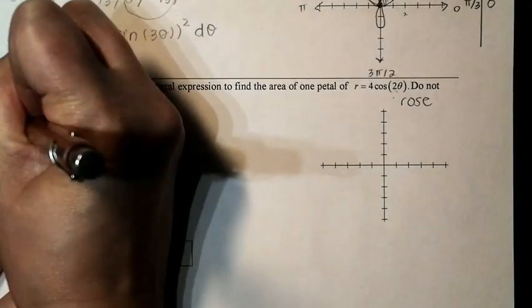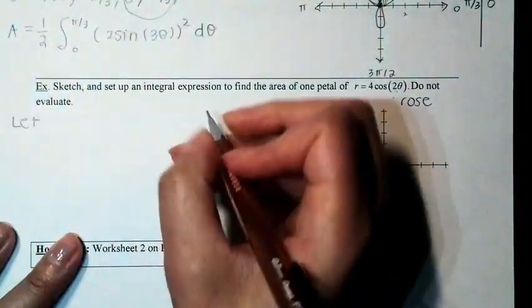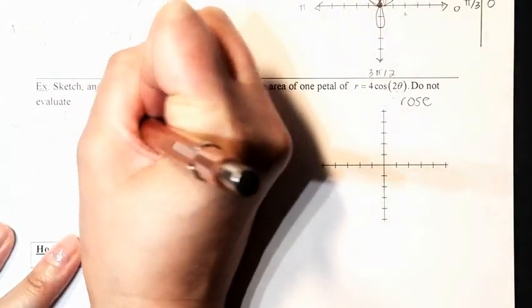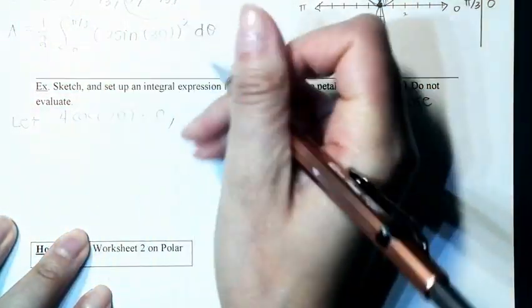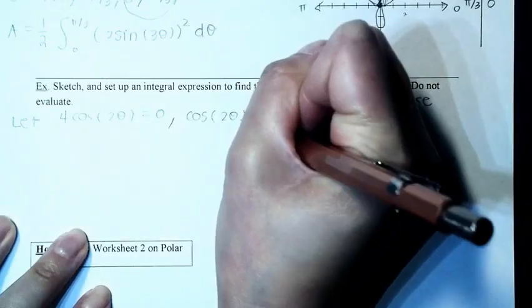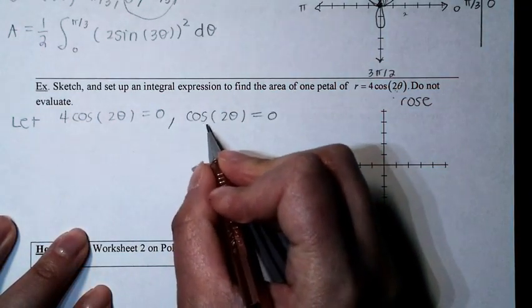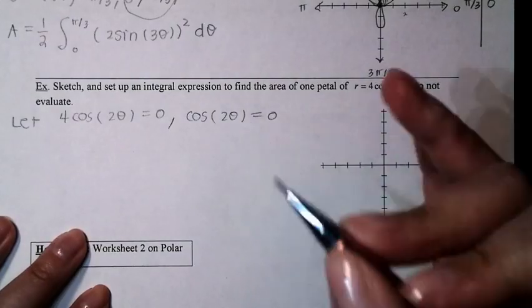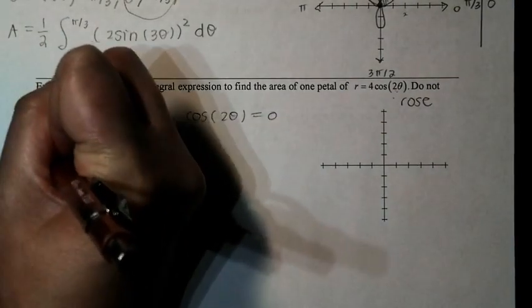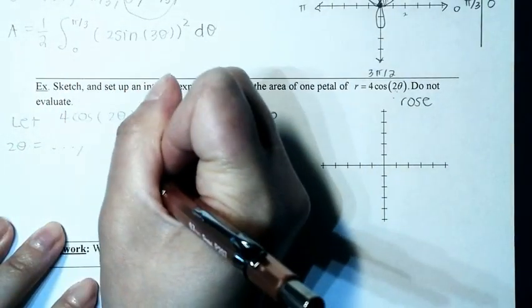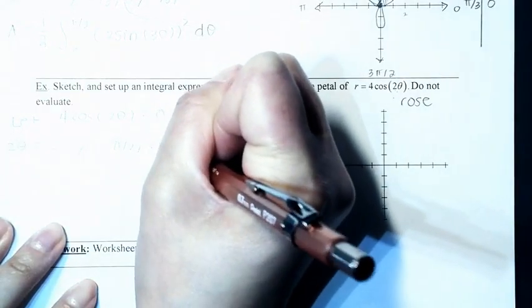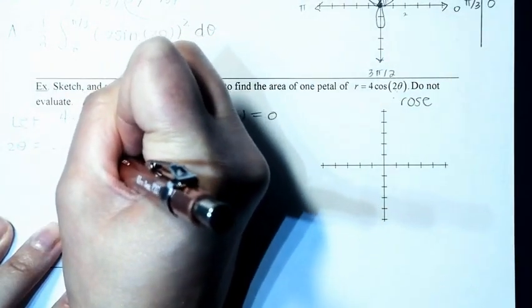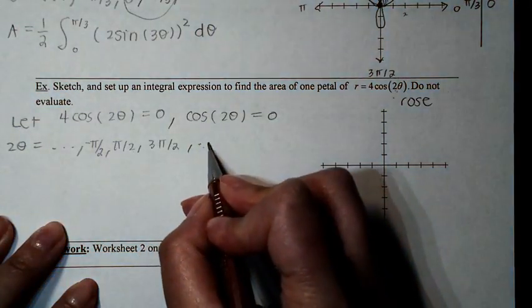After thinking about that, you are going to let 4 cosine of 2 theta be equal to 0 to find the limits of integration. So you pass the 4 dividing, so you have cosine of 2 theta is equal to 0. After that, ask yourself when cosine is equal to 0. Let's think about the unit circle. That happens at several points, but mainly it's going to happen at pi over 2 and 3 pi over 2. After that, you have a lot of repeats. So for example, you have negative pi over 2, and there's more.